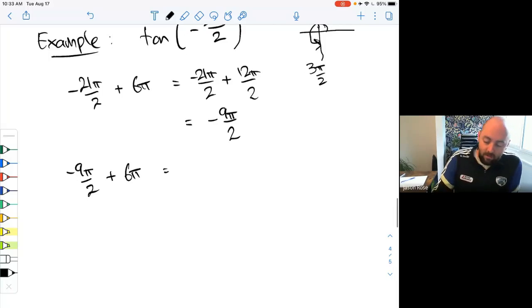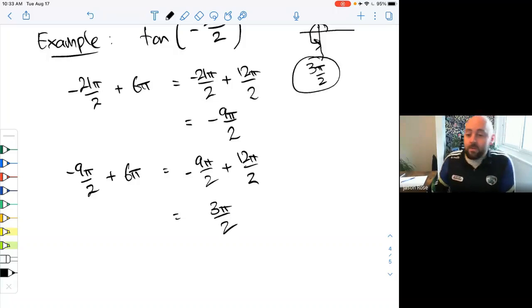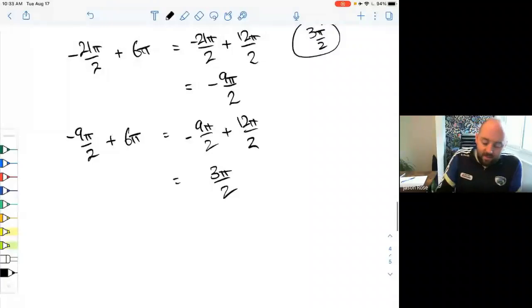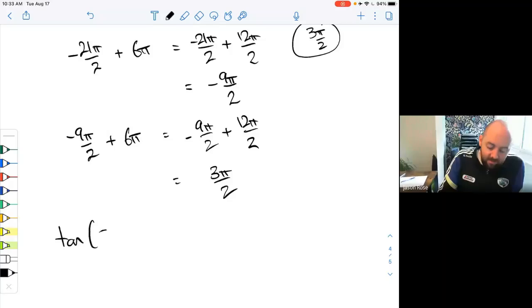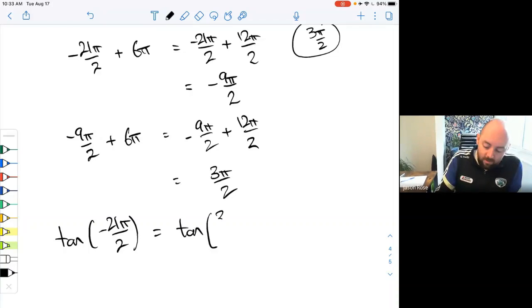See what we get. Minus 9 pi over 2. 6 pi is 12 pi over 2. This gets me to 3 pi over 2. And that's a number that I recognize from my unit circle. So that works. So in the beginning, I could have done 12 pi to get there. But I didn't. I did 6 pi. Not a big deal. I can just go again and try and get even closer. This works. This tells me then that tan of minus 21 pi over 2 is the same as tan of 3 pi over 2.